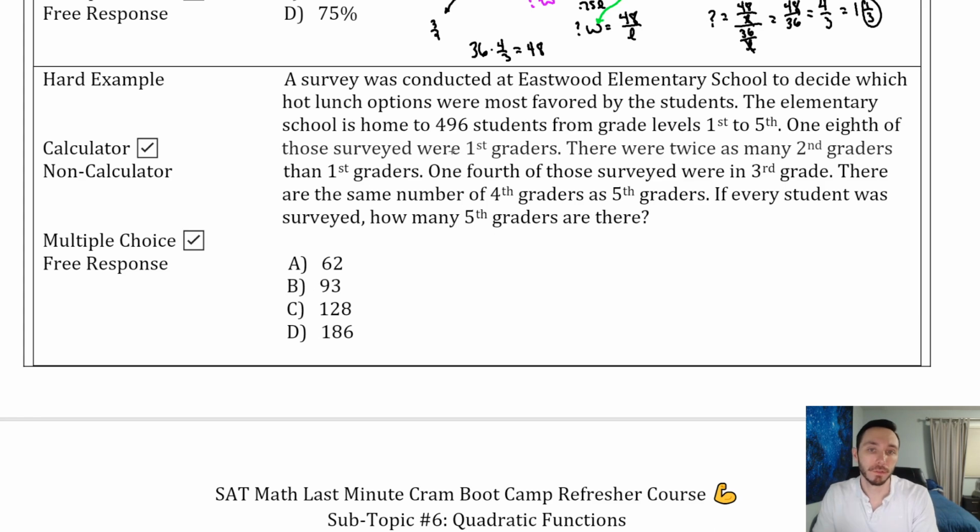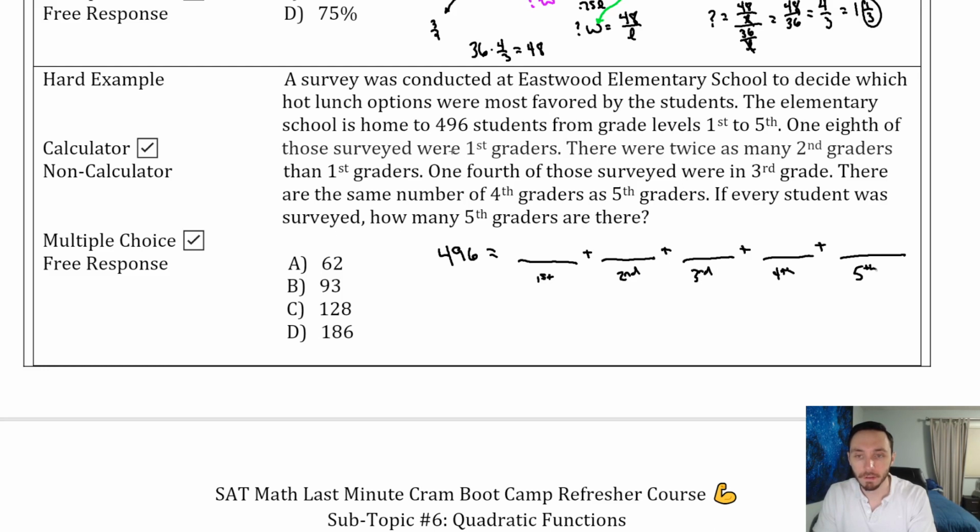So there were twice as many second graders as first graders. I see where this problem's going. I'm going to need to add up to 496 in some way by adding up all my first graders plus all my second graders plus all my third graders, all my fourth graders, all my fifth graders. First, second, third, fourth, fifth. All right, so I'm going to go back to the moment it said 1/8 of those surveyed were first graders. So I would need to find 1/8 of 496.